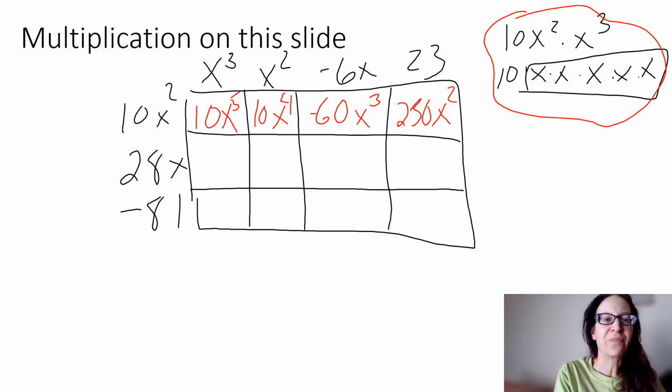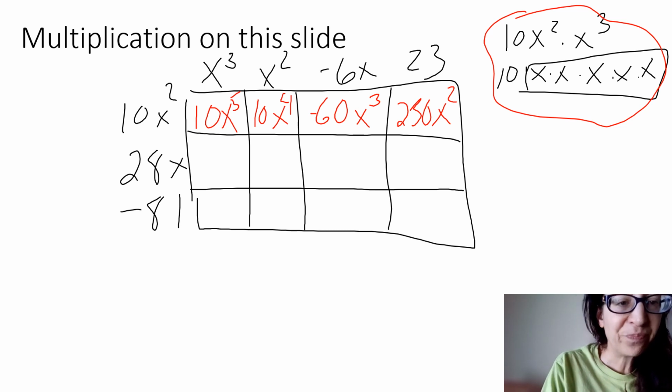Oh, this is awesome. All right, next line down, we have 28x times x to the 3rd. Well, x times x to the 3rd is going to give me 4 x's total. So this is 28x to the 4th.